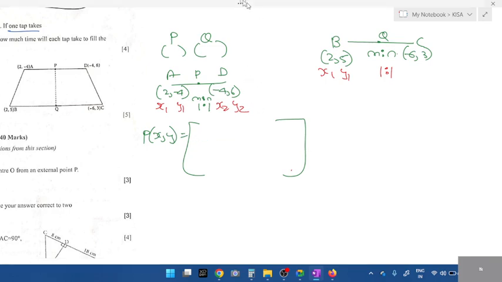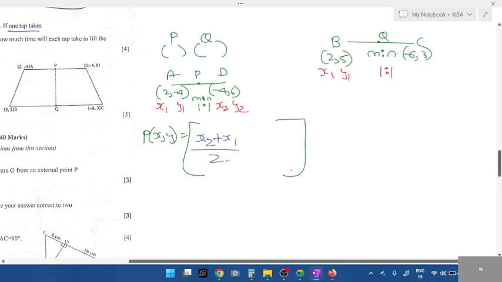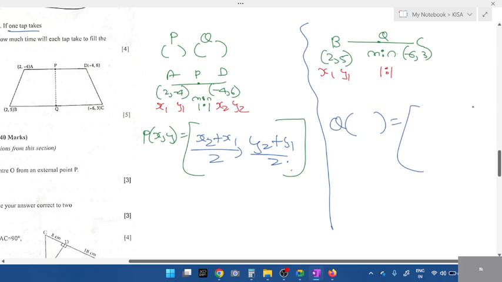Instead of M, x1 plus x2 or x2 plus x1, you'll get the same answer. Divided by 2, and y2 plus y1 divided by 2. The reason we divide by 2 is m plus n, 1 is to 1. Yeah, be quick. Or without the formula, you can do it directly.